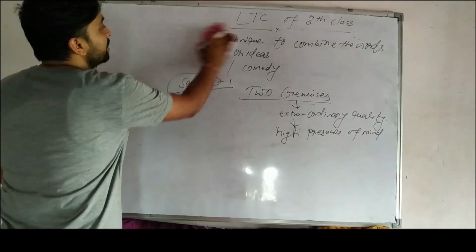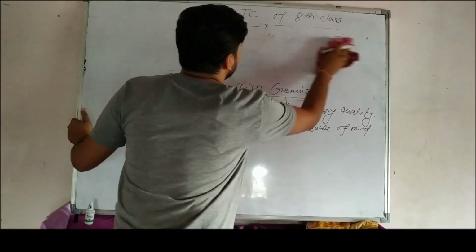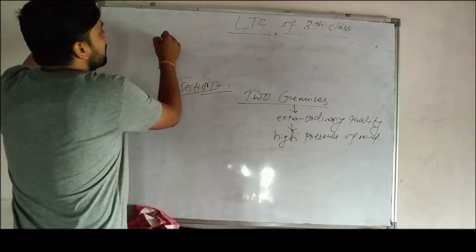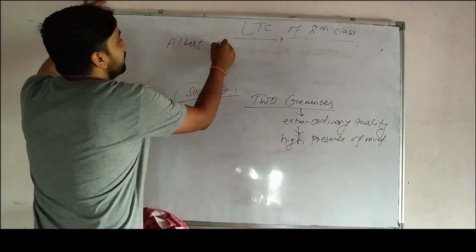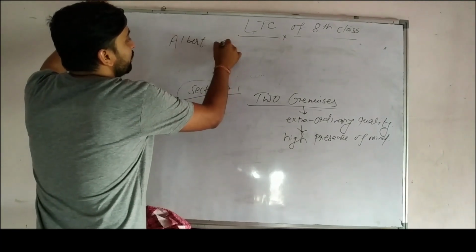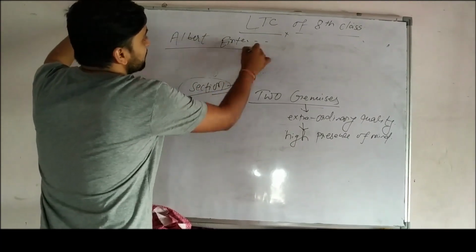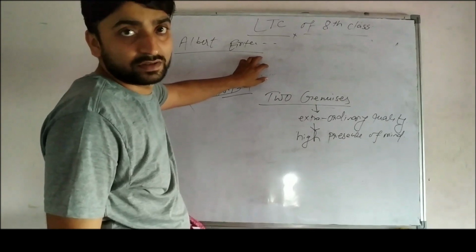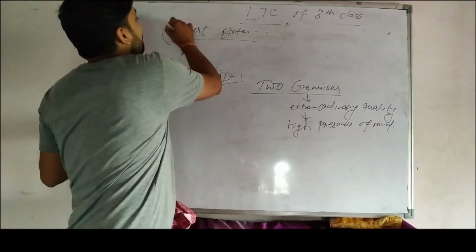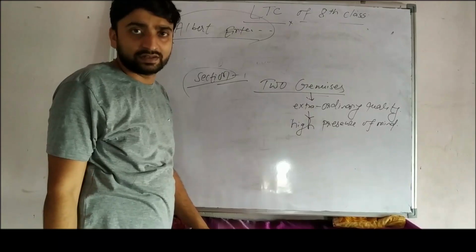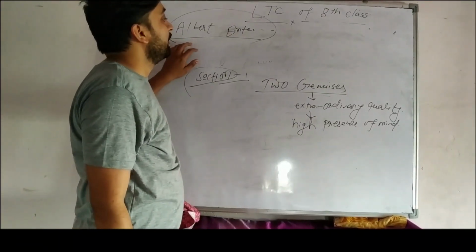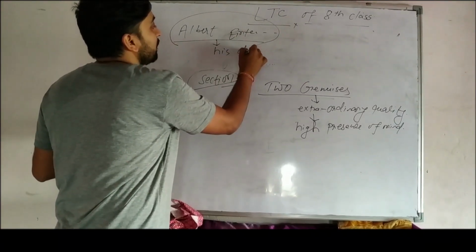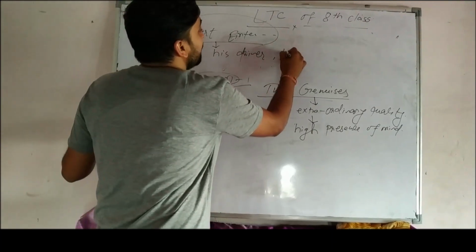So the first unit is all about the two geniuses. And actually, everybody knows about Albert Einstein. Albert Einstein was called the father of modern physics. He was a scientist. And this story is about Albert Einstein and his driver, named Hans.